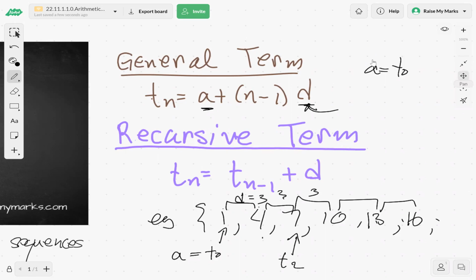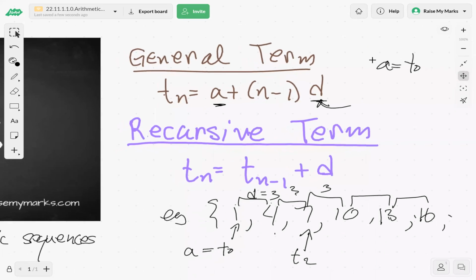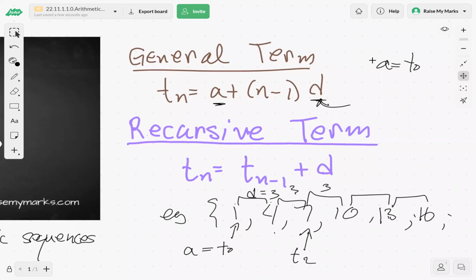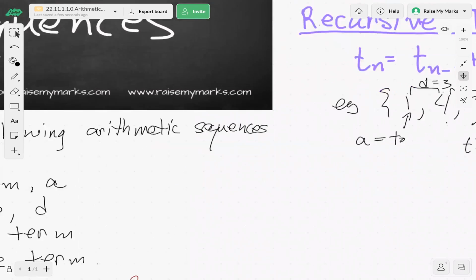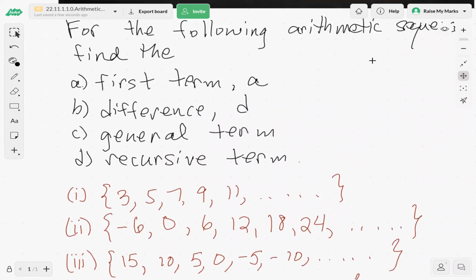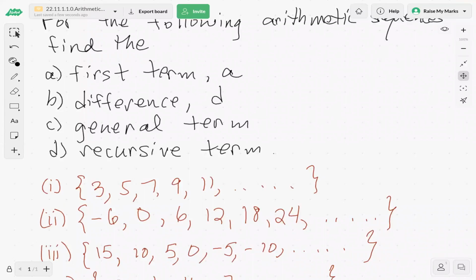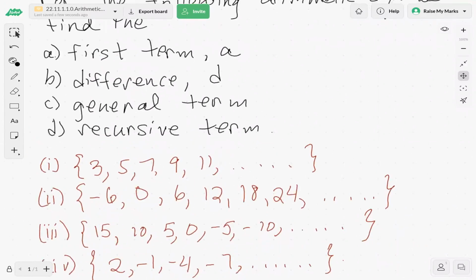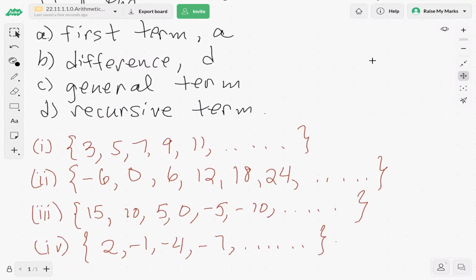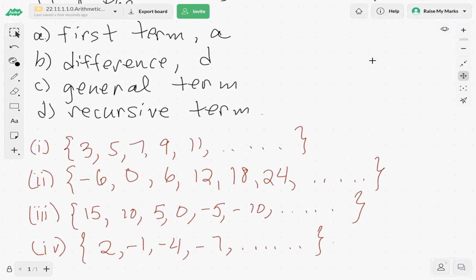Okay, so now that we have our general term and a recursive term for our arithmetic sequences, and we know what a sequence is, let's have a look at what they're asking us. For the following arithmetic sequences, find the first term, the difference, the general term, and the recursive term. Why don't we start by figuring out the first term? Do that in red for each sequence.